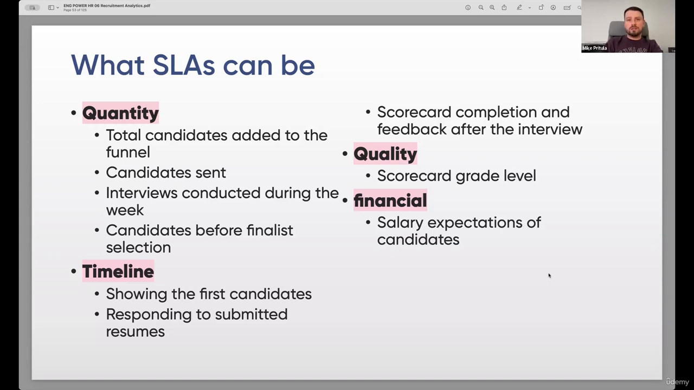Could be a quality SLA, scorecard grade level. So a recruiter should present only candidates with a certain score in the scorecard. Financial: salary expectations of candidates, like recruiters should not present candidates with salary expectations more than 20% higher than the agreed and approved salary for the vacancy.